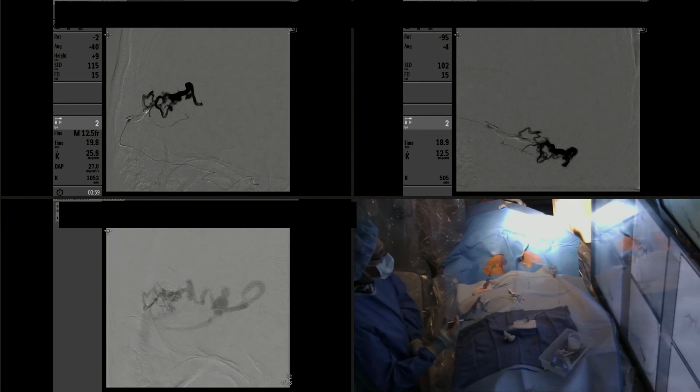You can see now how we continue to inject the onyx. This had been primed with 0.25 milliliter of DMSO after injection of 20 milligrams or 1 milliliter of lidocaine to avoid vasospasm that can be induced by DMSO, which is a solvent for the onyx.